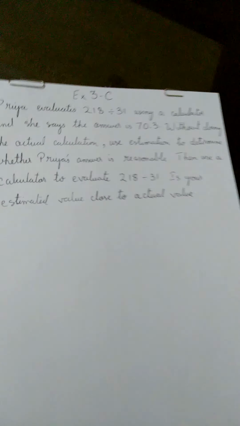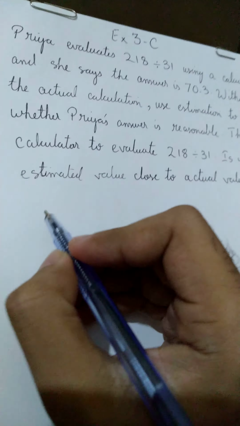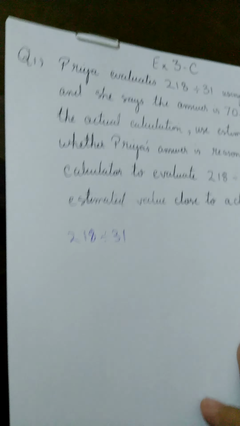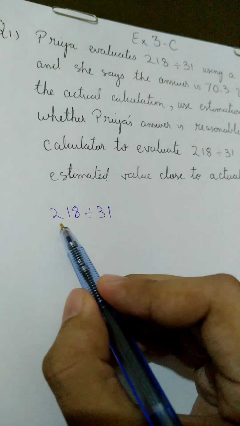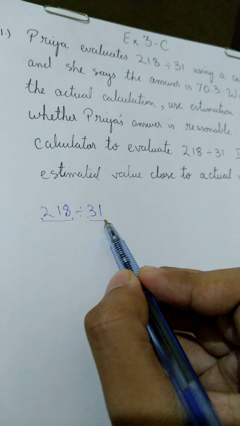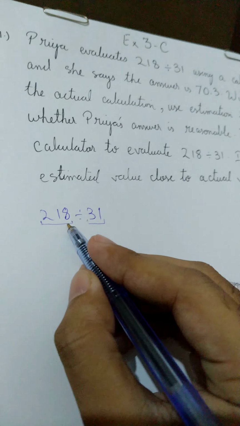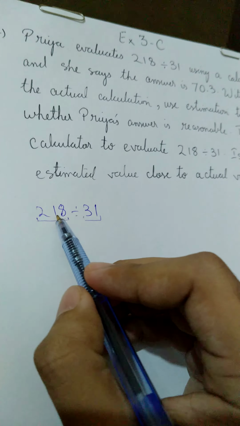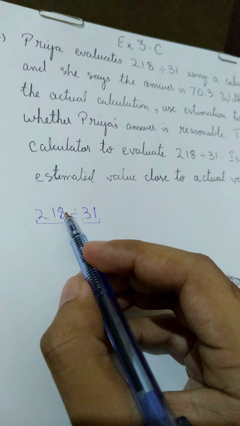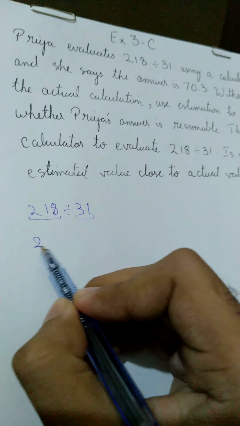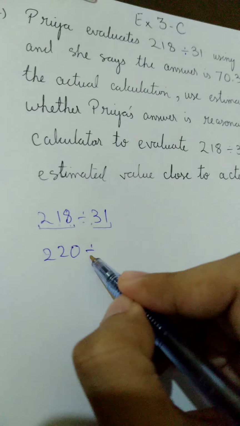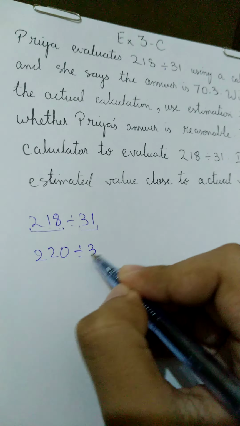So first, I will solve 218 divided by 31. I have to find the answer for this using estimation. If I round off this value to the nearest 10 and also this value to the nearest 10, what will I get? 218 to the nearest 10: the tens place is 1, the number on the right is 8, which is greater than 5, so I will round up. So 2 is as it is, 1 will be increased to 2 and 8 will be 0. 31 to the nearest 10 will be very easy, 30.